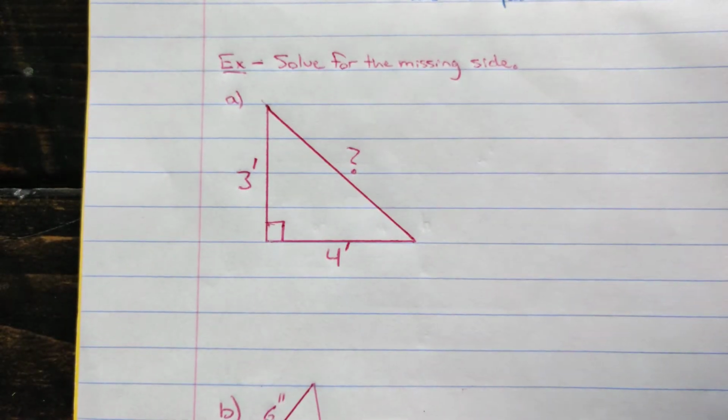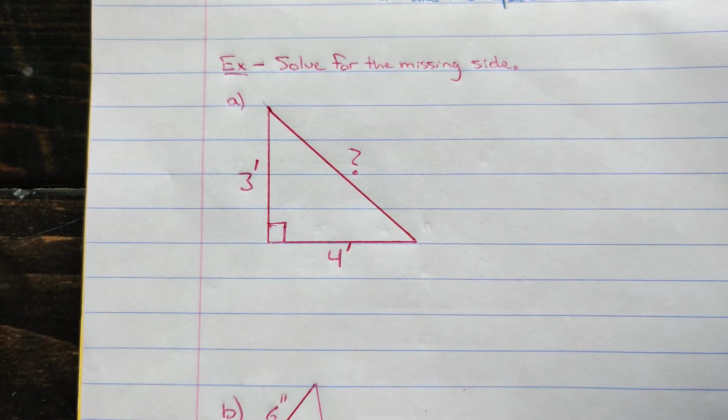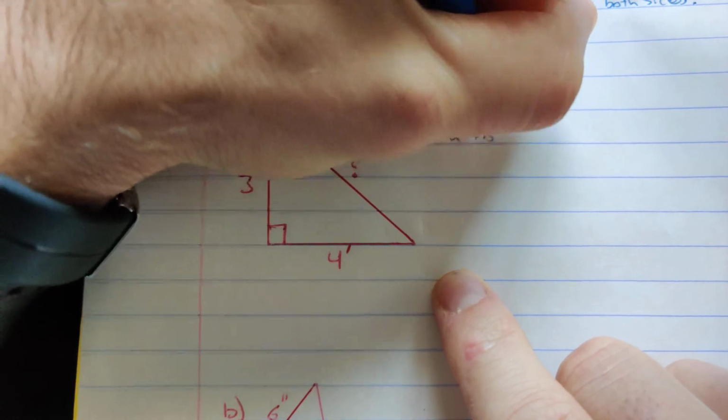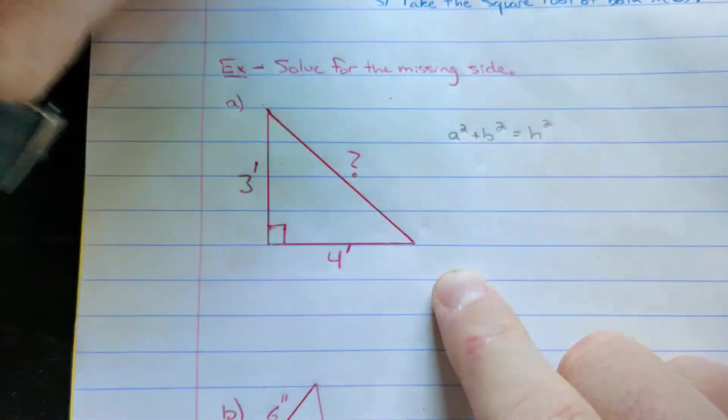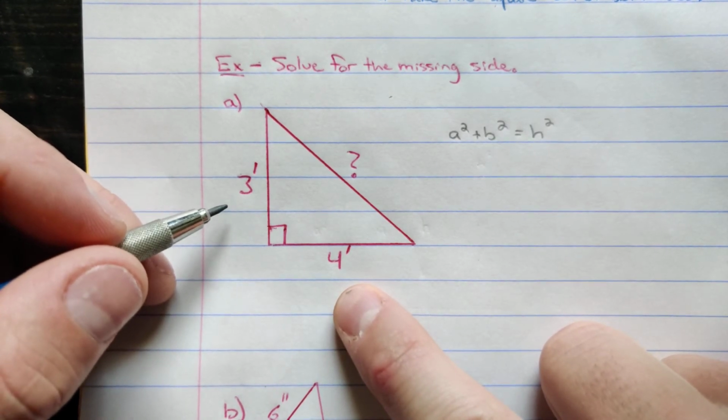In the case of A, we're finding the hypotenuse. It's the side opposite the right angle. So we write out our formula. A squared plus b squared equals h squared. Then we'll fill that in. What's A, what's B? Doesn't matter.